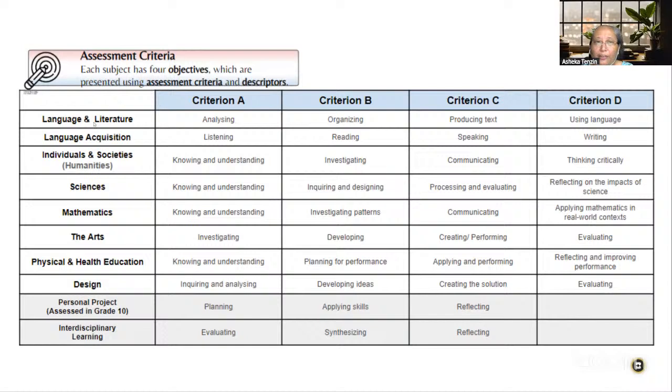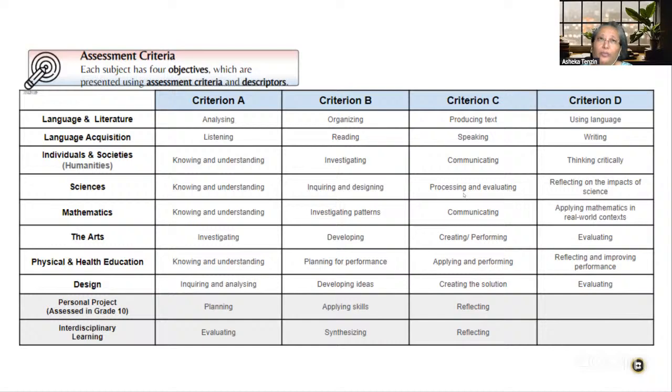So you can see that language and literature have 4 criteria. Criterion A is analyzing, criterion B is organizing, criterion C is producing text, and criterion D is using language. For me, I teach sciences. Criterion A is knowledge and understanding. So over here in knowledge and understanding, most of the time we give tests. Okay, but then also you can give projects based on knowledge and understanding. Inquiring and designing is writing a lab report right from research, what the student is going to find out, till method.